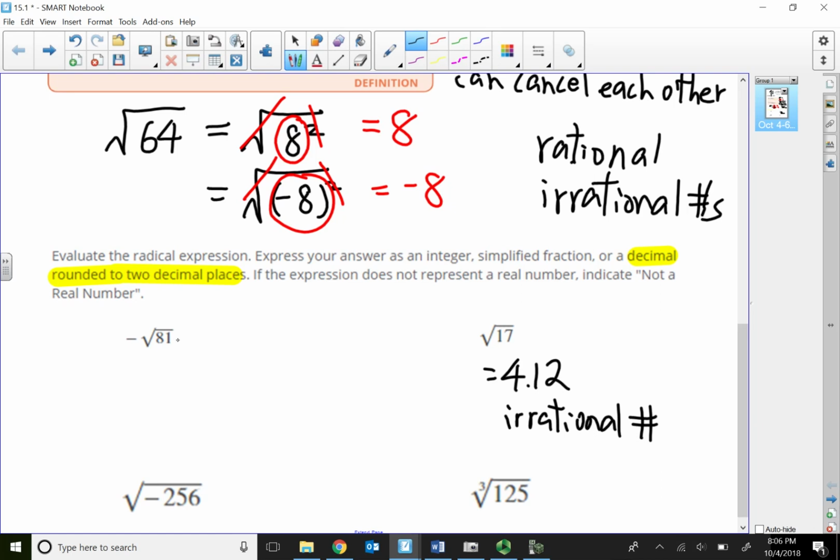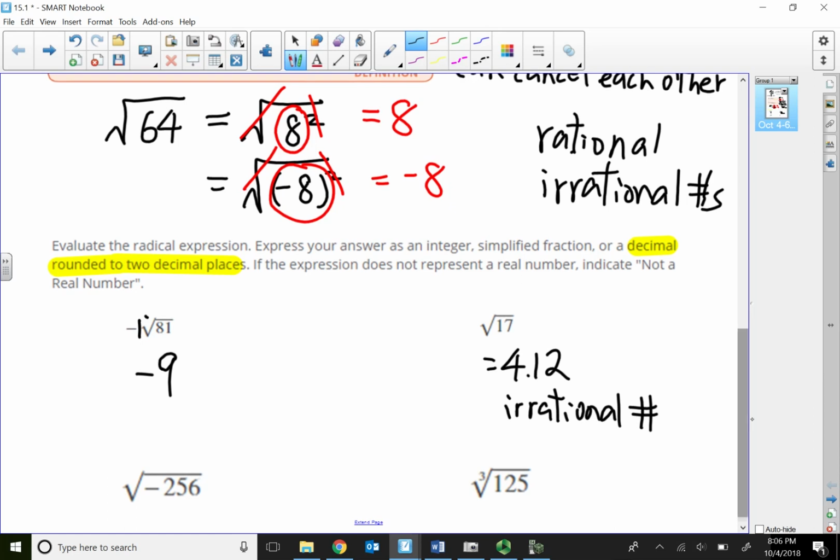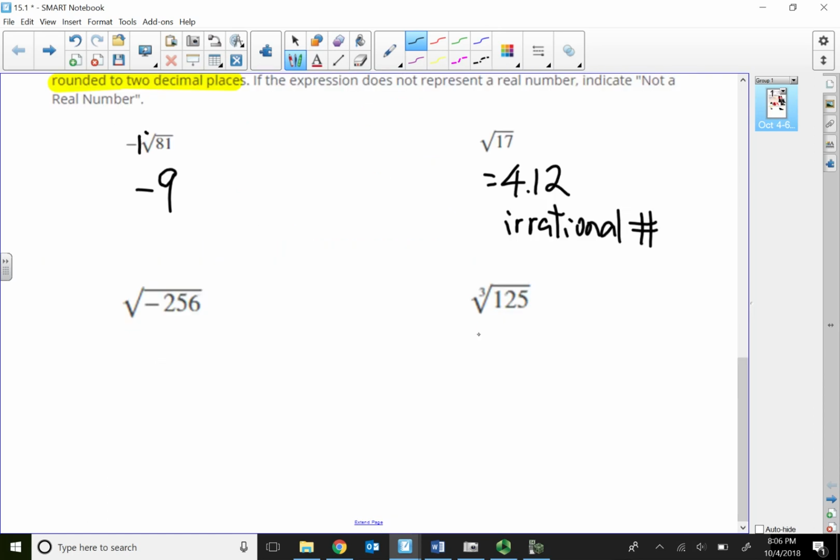All right, this is negative square root of 81. Most of y'all know the square root of 81 is going to be positive 9. But then in front of my square root, there's a negative 1 times. So my answer has to be negative 9. All right, so let's punch in a cube root.